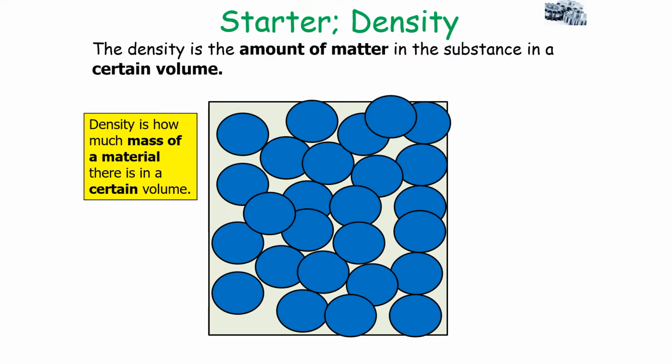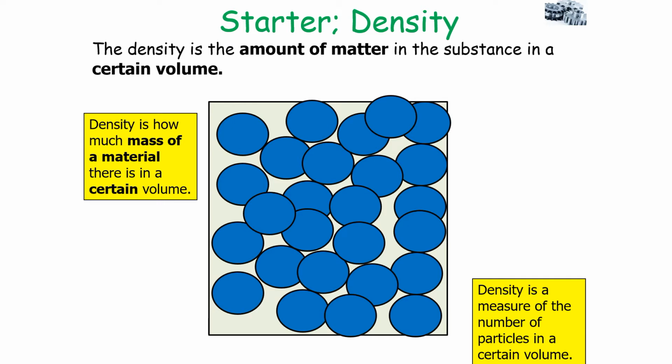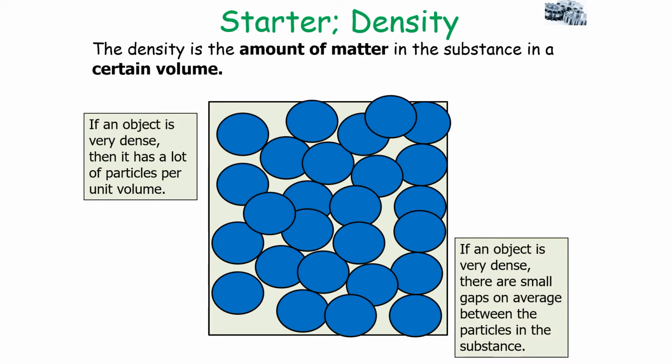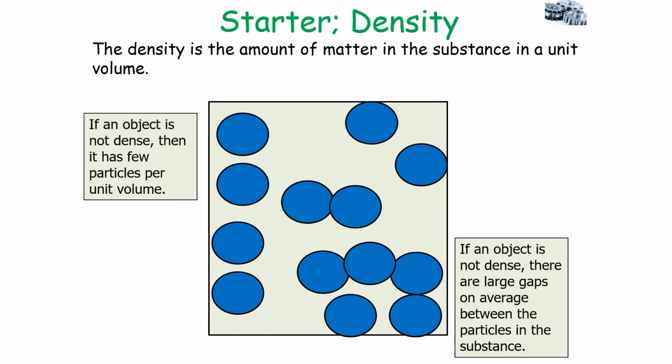Now density is a measure of how much mass there is in a certain volume. So it's the number of particles in a certain volume, or it is the measure of the space between the particles in a certain volume, or it is a measure of how spread out the particles are in a certain volume. So if an object is very dense, it has lots of particles per unit volume, so therefore there are small gaps on average between the particles in the substance. If an object is not very dense, there are large gaps on average between the particles in the substance. There are few particles per unit volume.